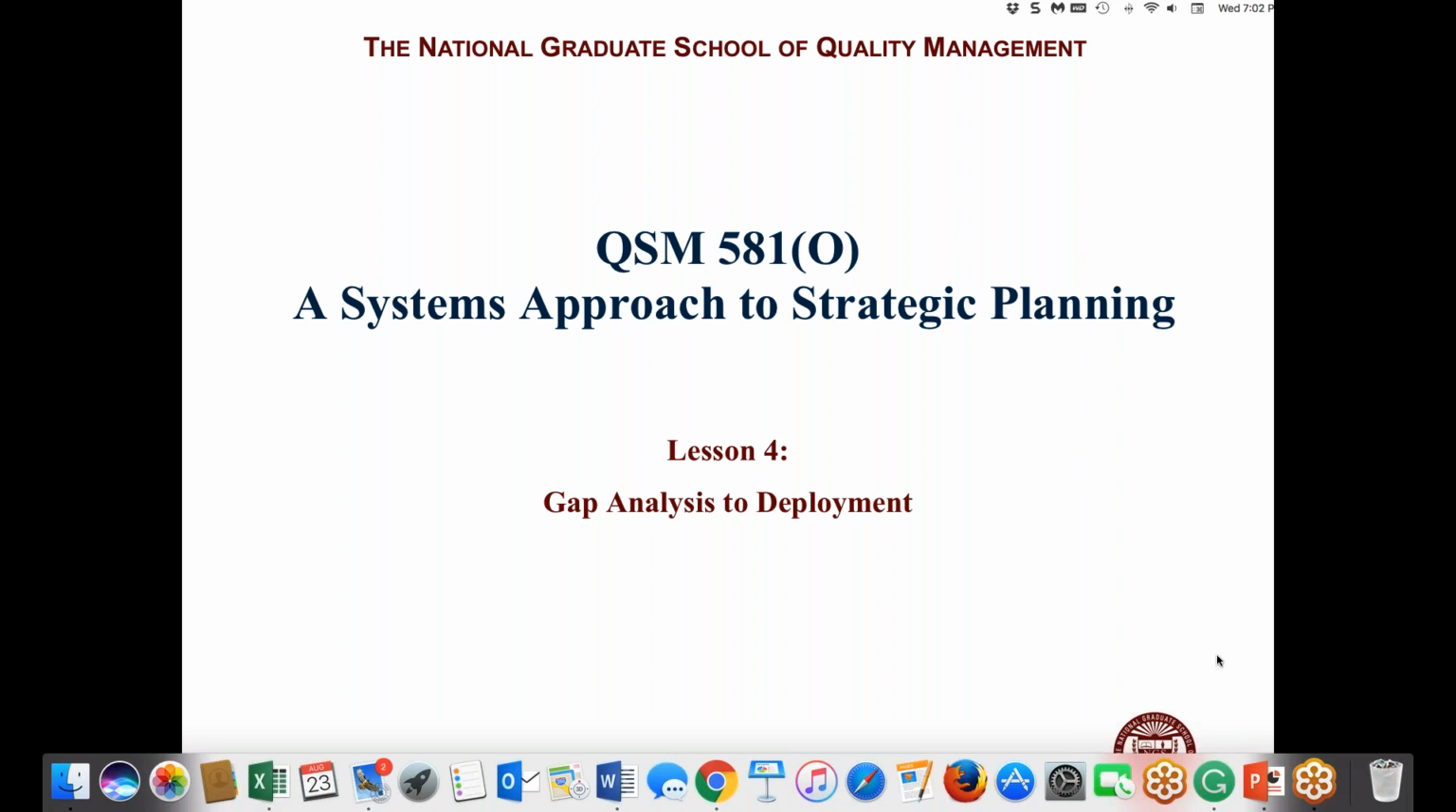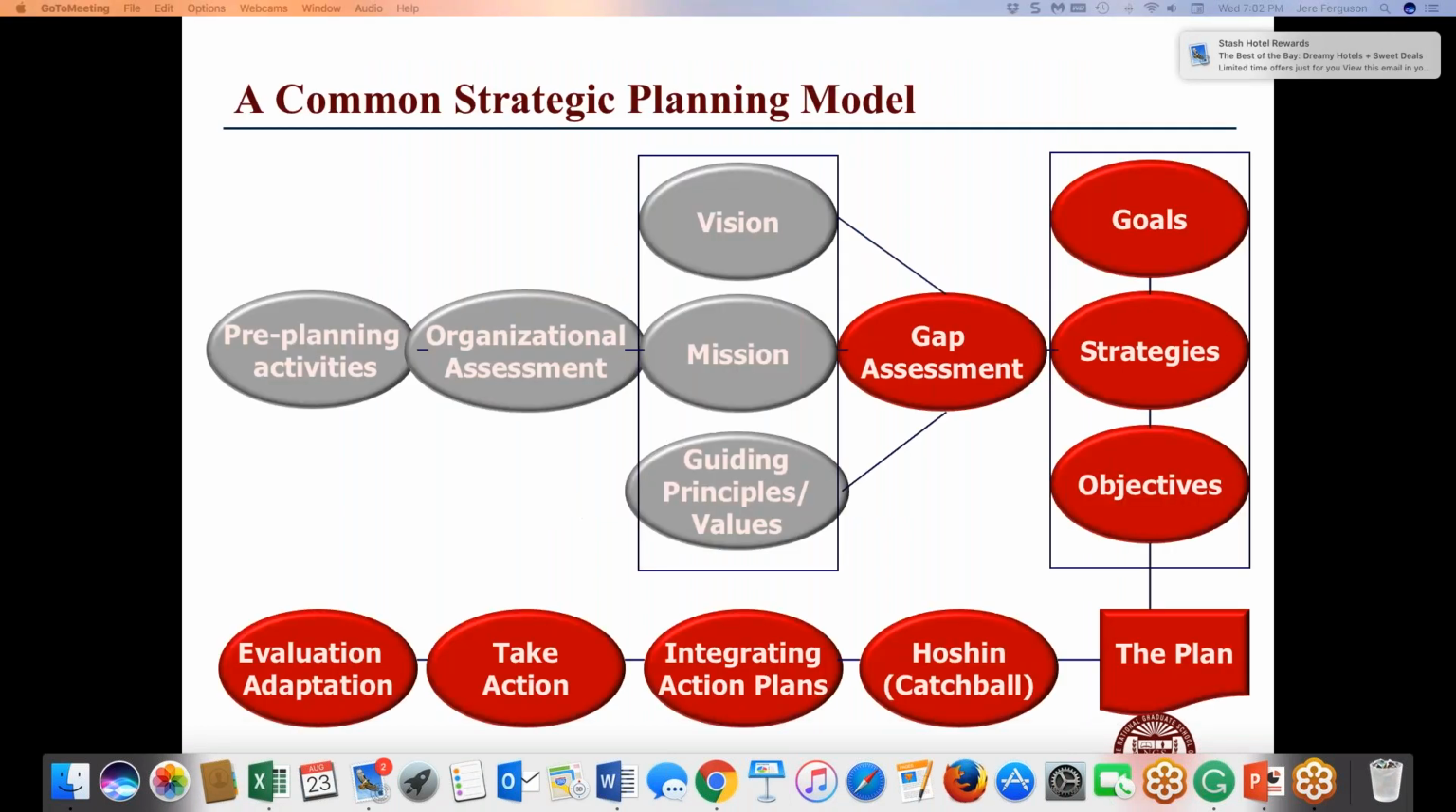This week we're going to do some additional discussion of the process that we go through for strategic planning purposes, and we're going to do some discussion relative to the transition from last week of vision, mission, and guiding principles and values into the gap analysis and the whole application of determining performance and desire for future performance.